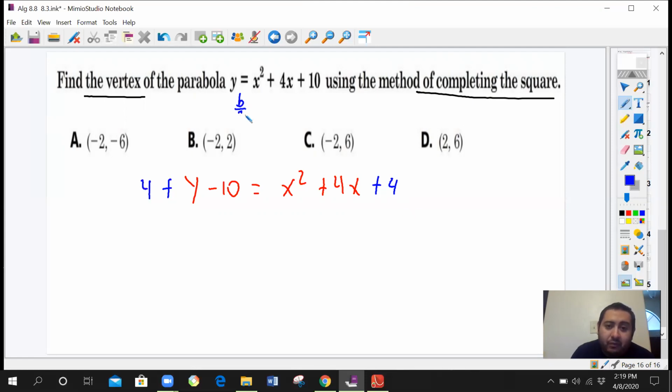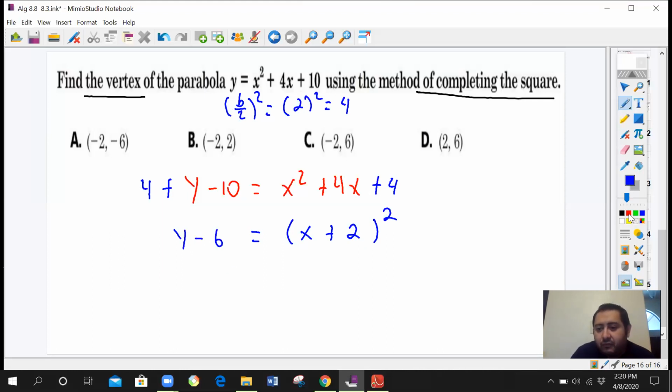Again, you're using this formula. So let's go ahead and jump into our shortcut. We got a 2 here from the parentheses from our formula. Then we put a 2 here. This is our shortcut. -10 plus 4, you ended up with -6. Add 6 on both sides. Then you ended up with this expression.